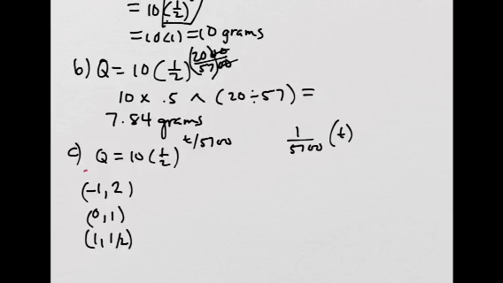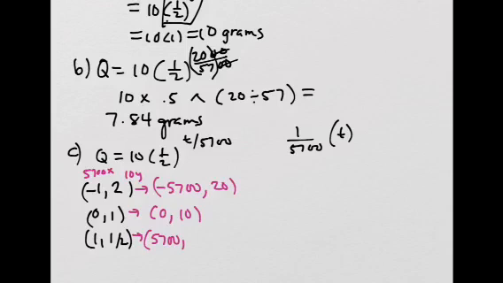So it's going to be 5700x, and the y's are going to get multiplied by 10, so 10y. So the transformed points are going to be negative 5700, 20, and then 0, 10, and then 5700, 5. Okay, so they only want you to go from 0 to 10,000 for the domain. So I'm not going to plot this point. Okay, I'm going to start here and plot the next one.